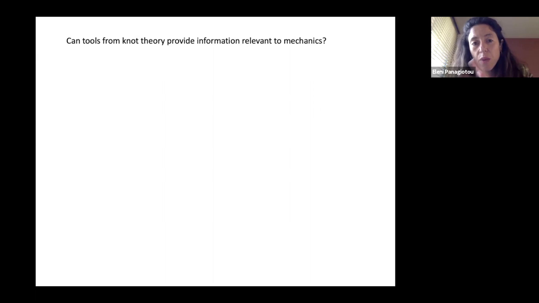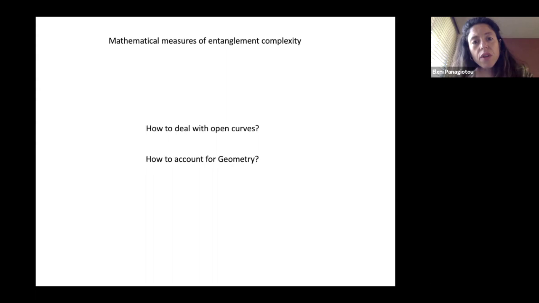And one reason this hasn't been used so much is, first of all, that the mathematical measures of entanglement complexity deal with several nice things that we like in mathematics, simple closed curves in space. They rely on some notions in topology, like topological equivalence and other things that are a little bit far from the situation that appears in nature often, which are systems of open curves, and systems that evolve in time, in a way that entanglement can change, so it is not an invariant.